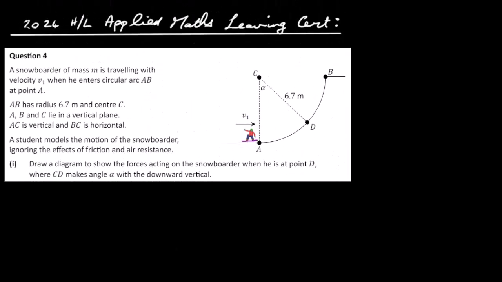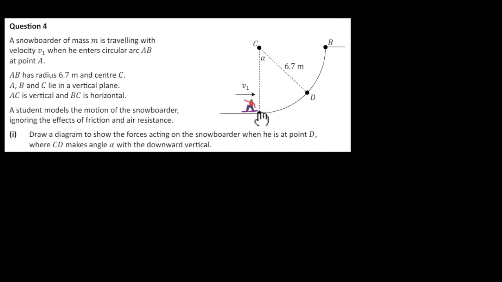This is the 2024 Higher Level Applied Maths Leaving Cert paper, question 4. A snowboarder of mass m is travelling with velocity v1 when he enters a circular arc AB at point A. So he's entering here and he's going to come up along this way.